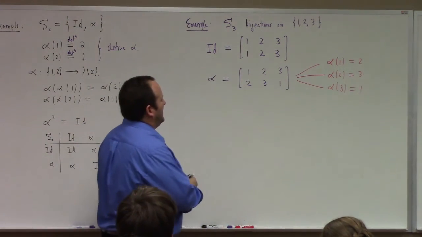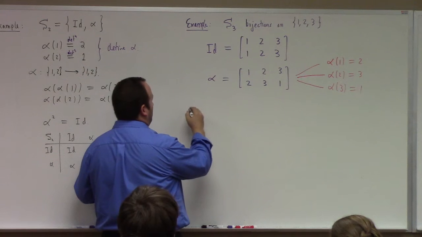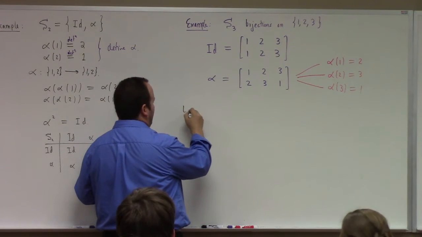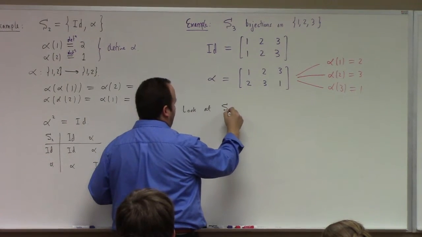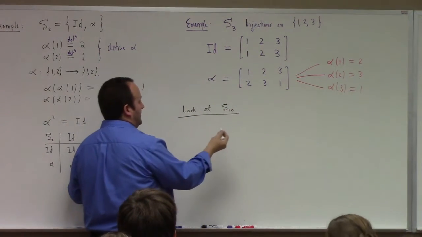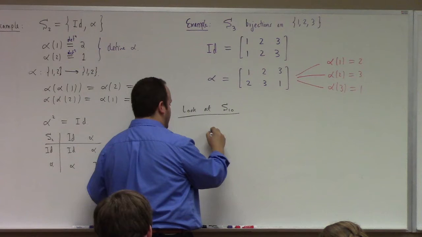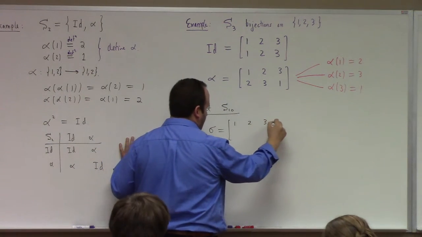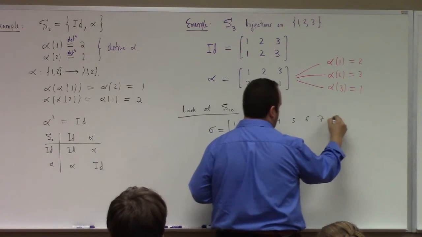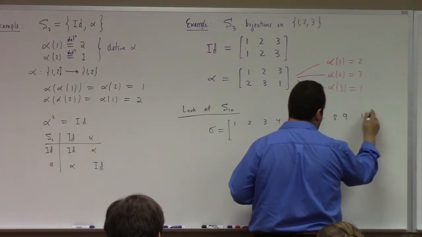Let me just pick out an example from a higher, let's look at S10 for a second. Then I'll come back to S3 again. So in S10, you could have, for example, sigma equal to 1, 2, 3, 4, 5, 6, 7, 8, 9, 10.